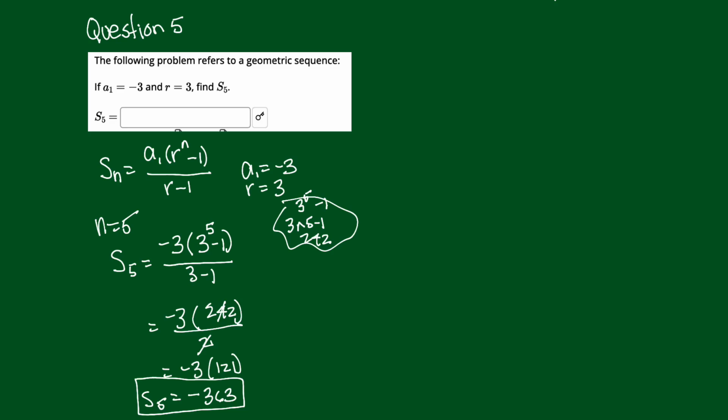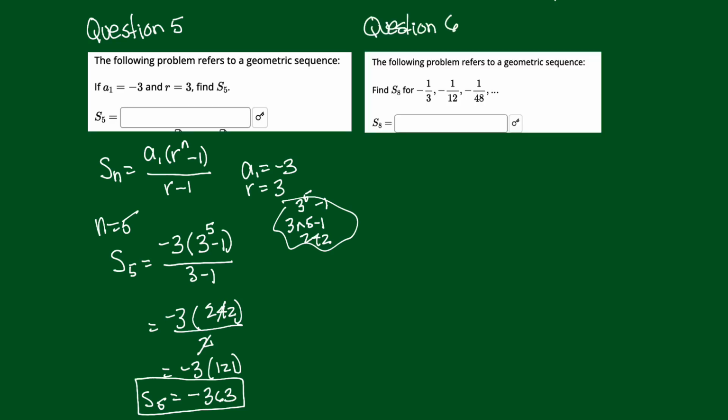of that geometric series. Question 6 says, this is a geometric sequence, and what we want to do is find the sum of the first 8 terms. All right, so in this case, n is equal to 8. Now, what is a1? The first term, negative a third. What is r? We're going to have to get r.